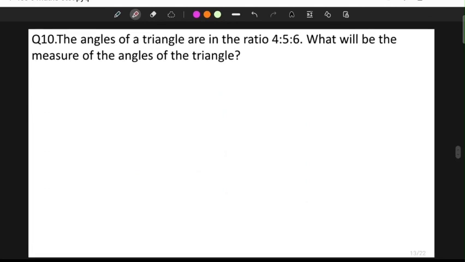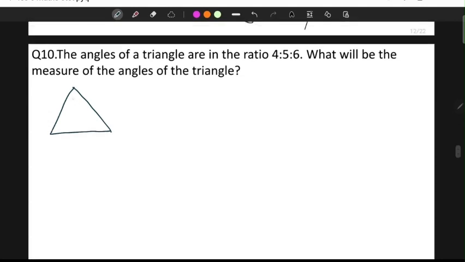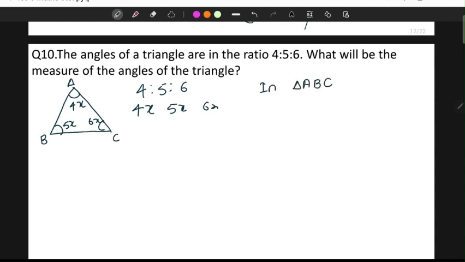The angles of a triangle are in the ratio 4:5:6. What will be the measure of the angles of the triangle? They have given for a particular triangle that the angles are in the ratio 4:5:6. So can I take these as 4x, 5x and 6x? Yes. So in triangle ABC, the angles are 4x, 5x and 6x.